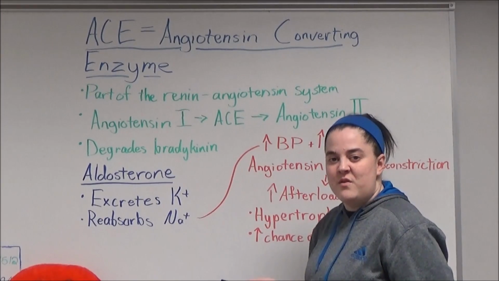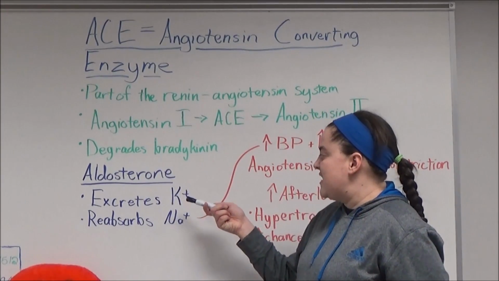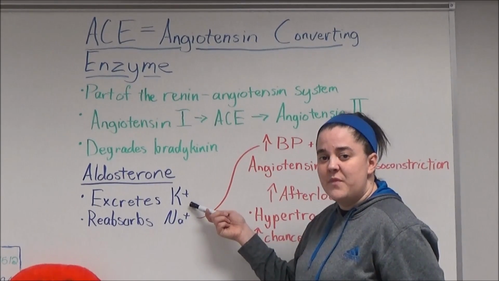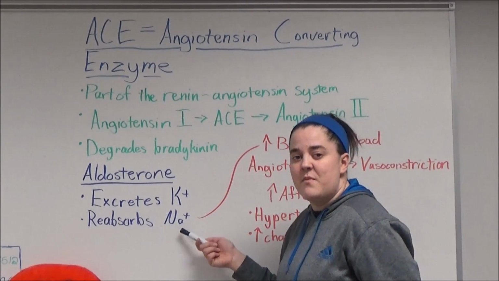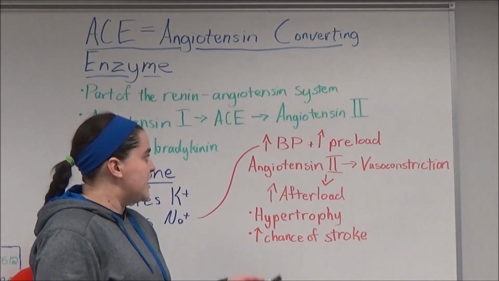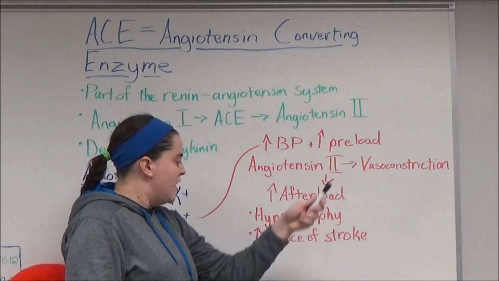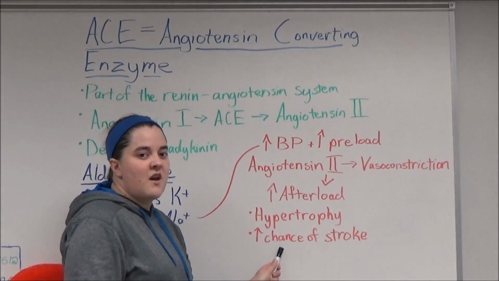Aldosterone is a hormone that's produced in the adrenal cortex, and it causes the kidneys to excrete potassium, but to reabsorb sodium. When sodium is reabsorbed, water is retained, which increases blood pressure and increases cardiac preload, which increases the chance of having a stroke.